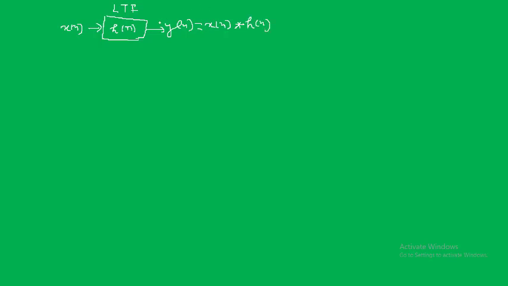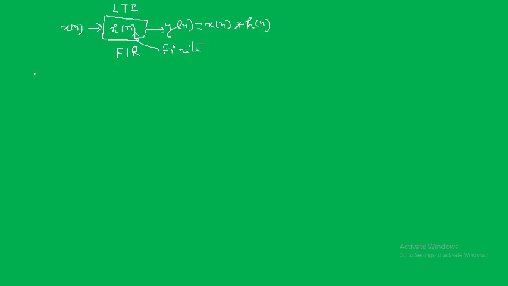So this is the basic relation of input and output for an LTI system, and an FIR filter is nothing but an LTI system. So that means for an FIR filter, this impulse response h of n is finite in nature. So that is why it is called a finite impulse response filter.